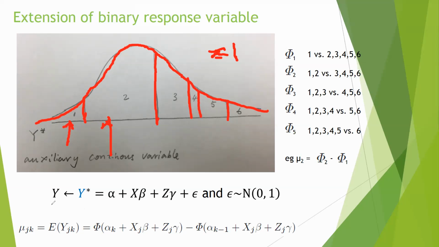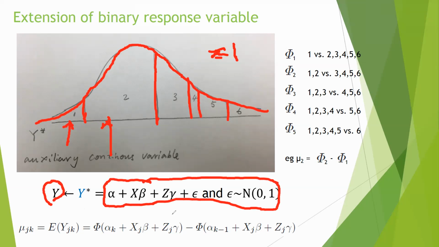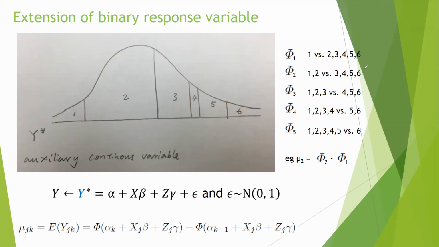The take-home message for this model is that we use this linear regression model, which consists of the risk factors that we want to investigate, right? We try to link this regression model with these categorical phenotypes through a latent continuous variable. Right, and this is the take-home message for this model.